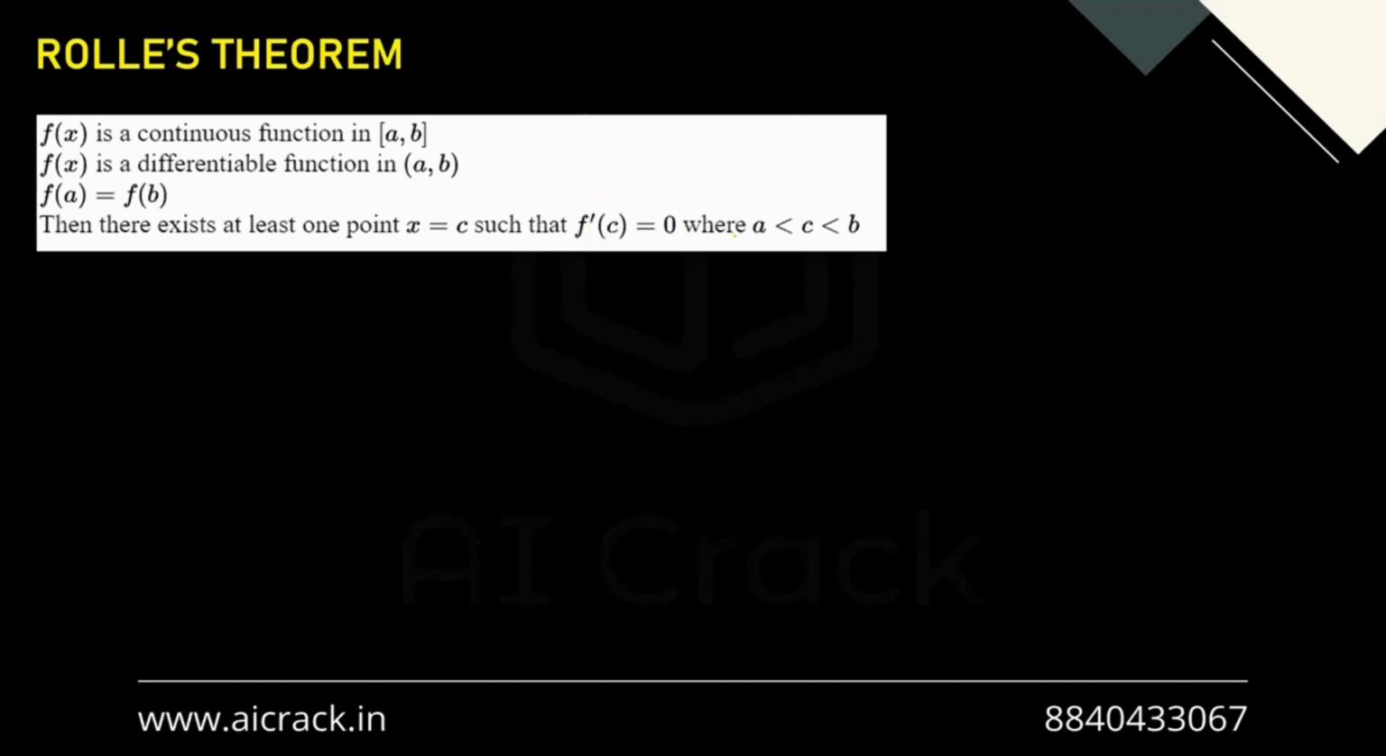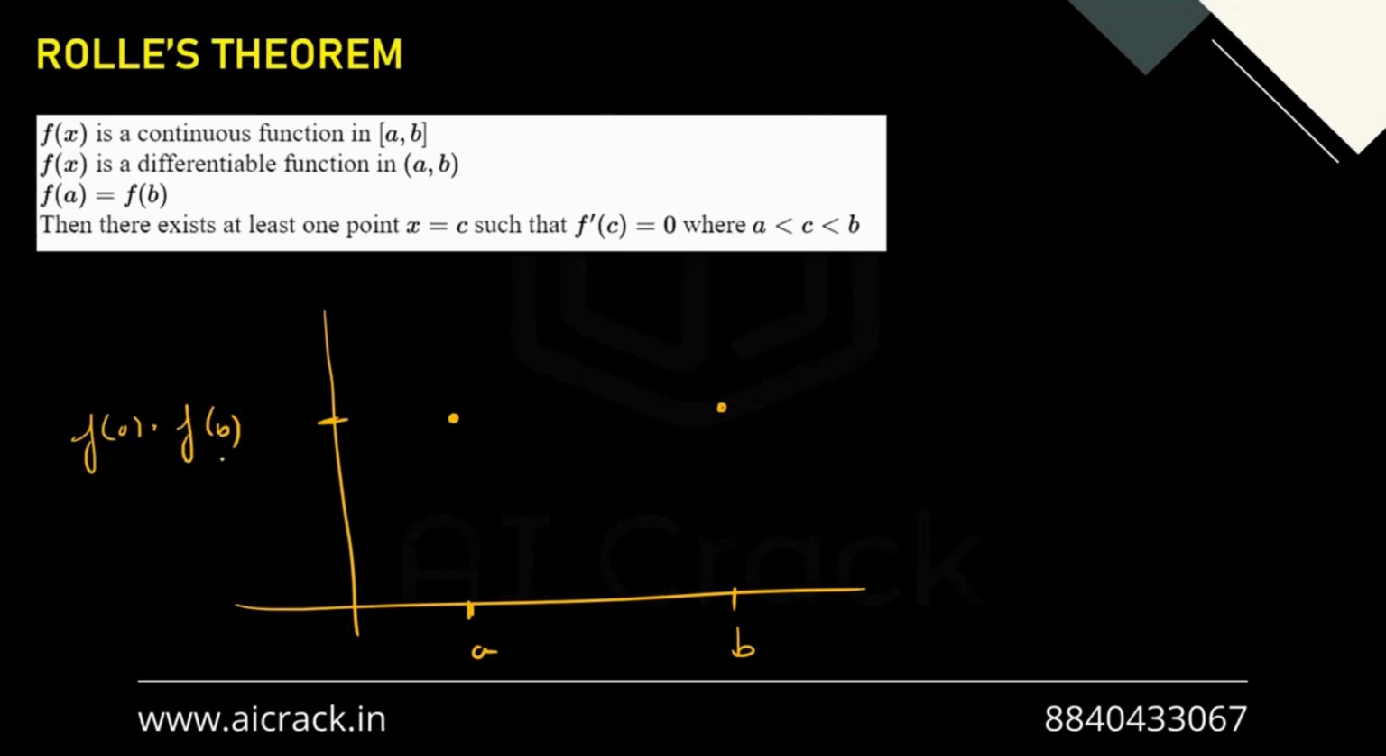Now this looks a little complicated. Let me plot it once. Okay, so this is a, this is b. Now this point is f(a) and this point is f(b), and both are actually equal, right? So let's say this point is f(a) equals f(b), right?